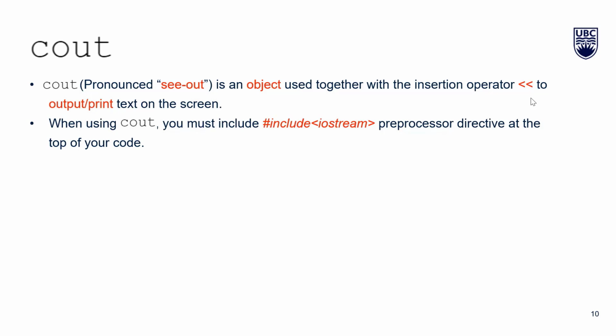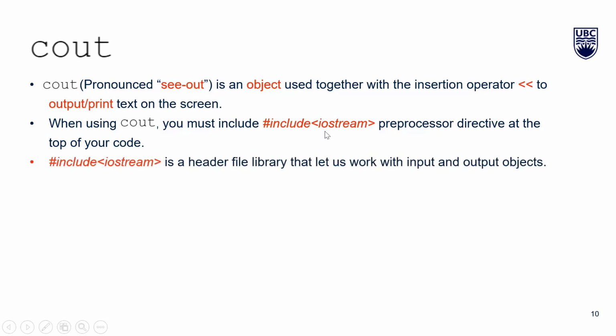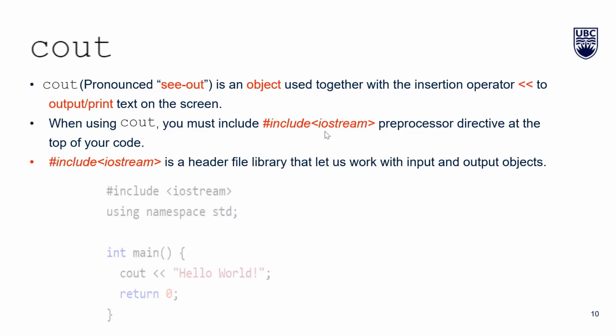So if you are going to use the cout object, you must write at the top of your code #include iostream. The #include iostream is a header file library that lets us work with the input and the output objects. Now, here is an example of a C++ program that prints hello world on the screen.